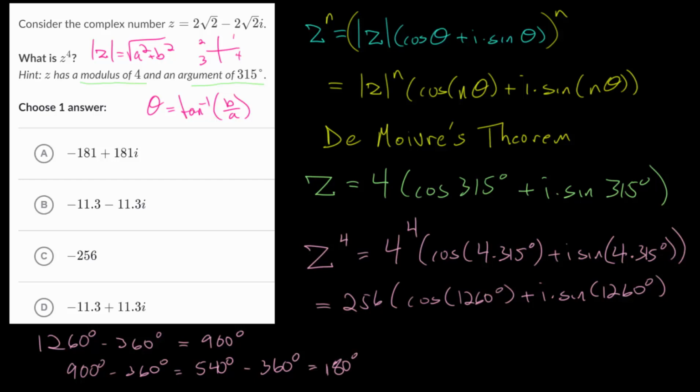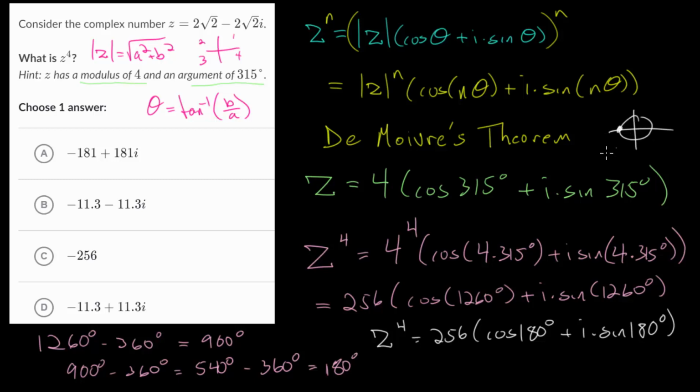180 degrees. So we can rewrite this z raised to the 4th power as 256 multiplied by the cosine of 180 plus i times the sine of 180. And we know what the cosine and sine of 180 are. We can use the unit circle if we want, but we're talking about this point right here, where the x value or the cosine value is -1, and the y value or the sine value is 0.